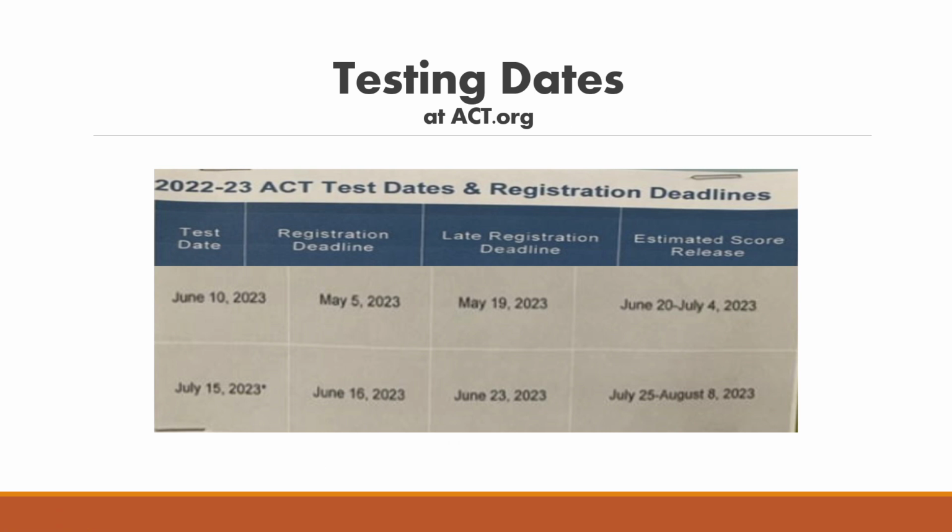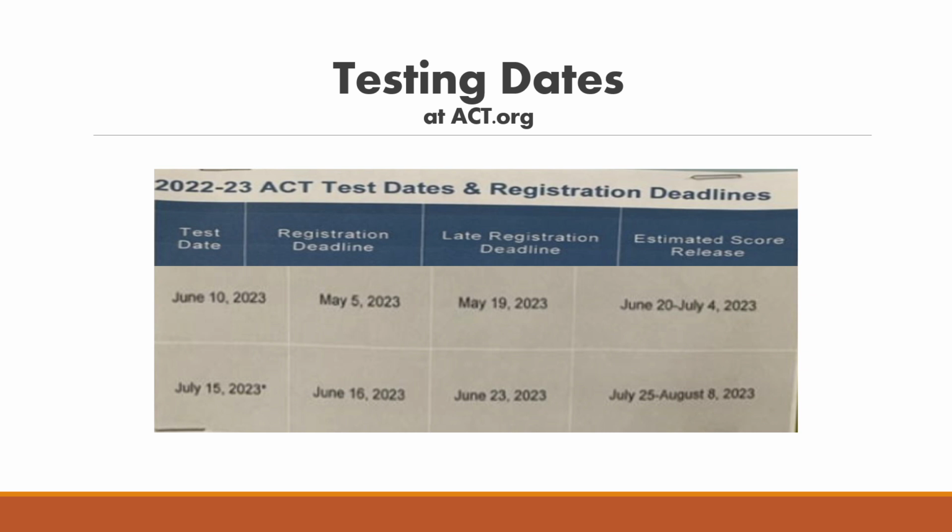So on ACT.org, there are test dates. These are the 2023 test dates as an example. You actually have a test date here of June 10th, but the registration deadline for that is May 5th. It's over a month before the test is actually administered. And there is a late registration deadline. We're back to it's an extra charge, but you can do it, May 19th, if they have spots left.